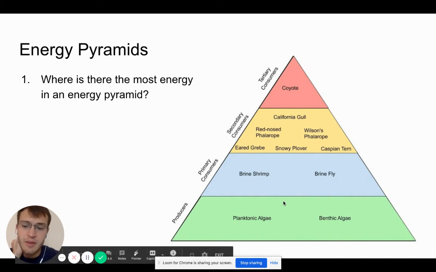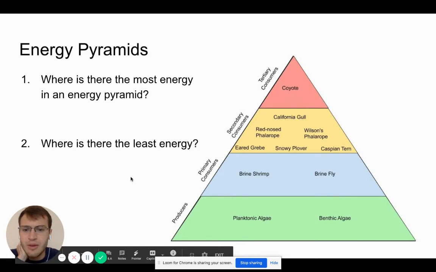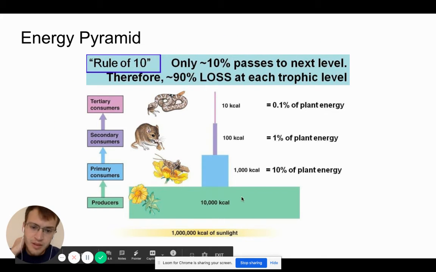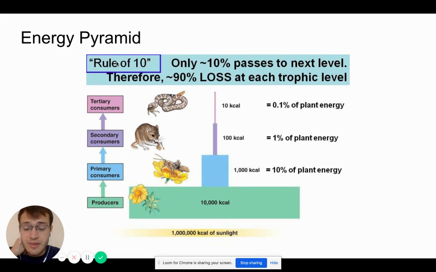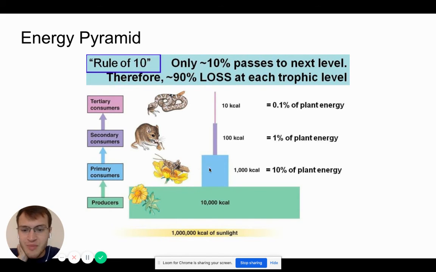All right, so there is the most energy at the bottom with the producers. Why is that? Remember the rule of 10, which says that only 10% of the energy from one trophic level can go to the next. So maybe down here, producers have 10,000 calories. But the next trophic level, the primary consumers, they can only get like 1,000 of that. And then the secondary consumers, only 100. Tertiary consumers, 10, very little.